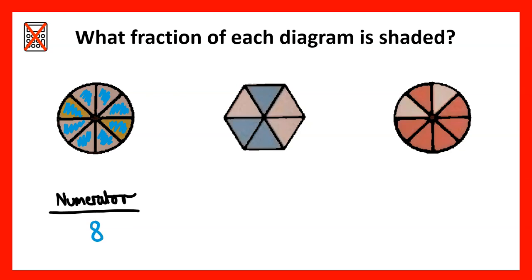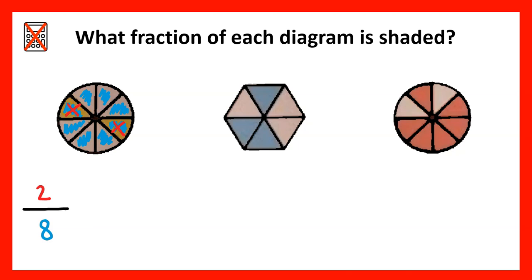So in this example, it would be 1, 2. So we have 2 over 8 or 2/8 of this diagram shaded. Fractions can be simplified, meaning if you have a common factor within the numerator and denominator, we can divide through by this factor to make the numbers smaller and therefore the fraction more simple than it was before.